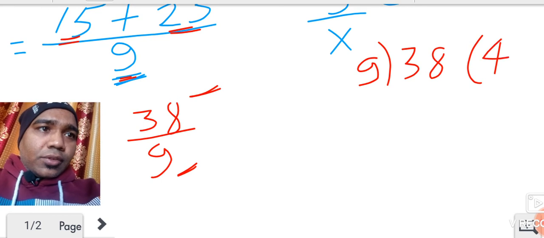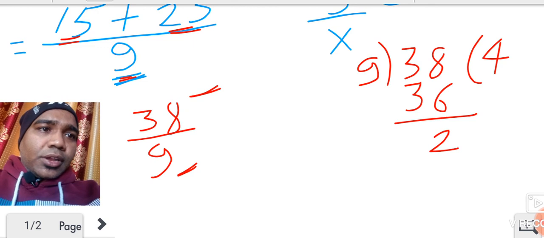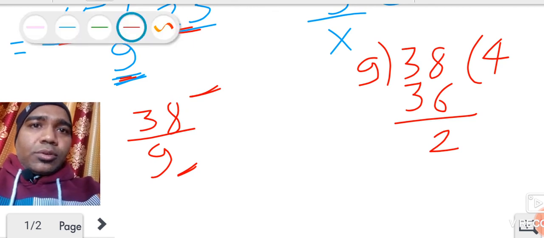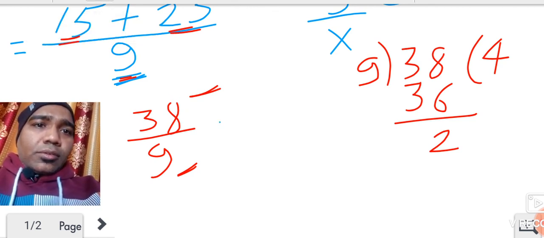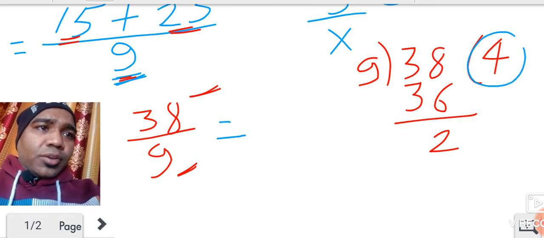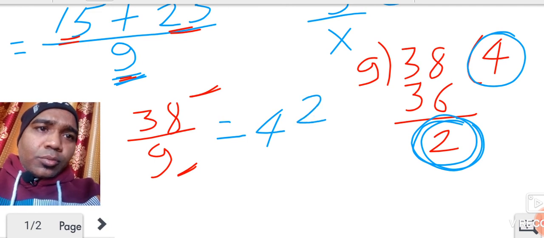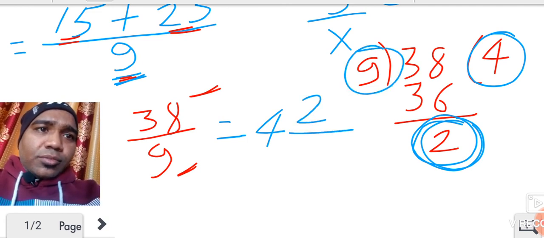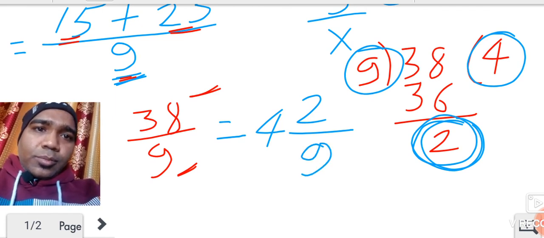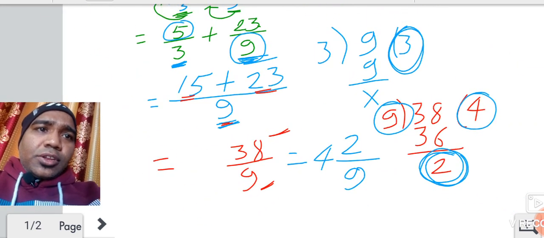Okay, so 9 fours are 36. Okay, now how much remainder will we get? 2. So what I told you, the quotient becomes your whole number, 4 whole, the remainder becomes your numerator, 2, and this divisor becomes your what? Denominator. So it will become 4 whole 2 by 9. So this is your final answer. I hope this is clear to you.